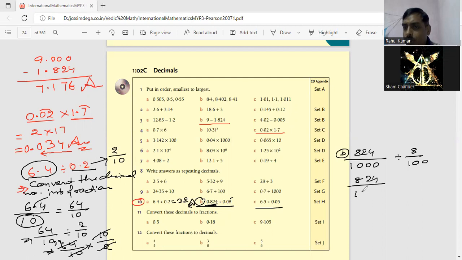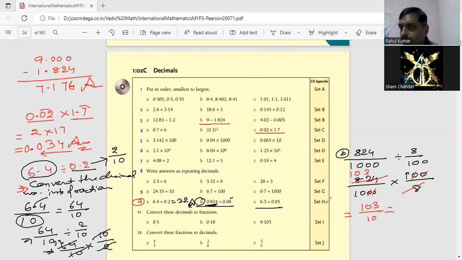Now see, I am just starting to work. 824 over 1000 multiplied by 100 over 8. How many zeros does it have? 1, 2, 3 zeros and 1, 2 zeros. Now 8 and 8 times 1 is 8. 2, not possible, so put 0 over here and 8 times 3. So now what is the number? 103 under 10.